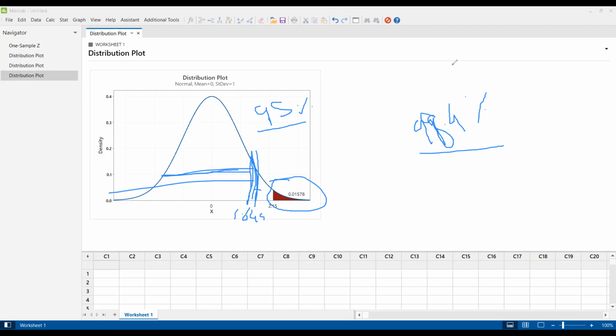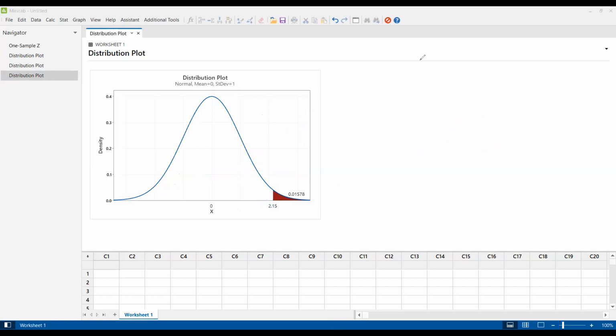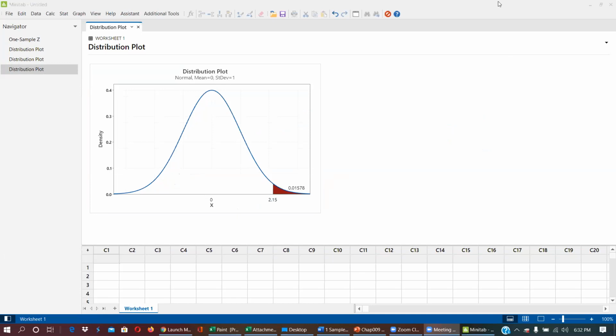Now, if it is clear to everyone, hypothesis testing is very simple. So let me know if this is clear to everyone.